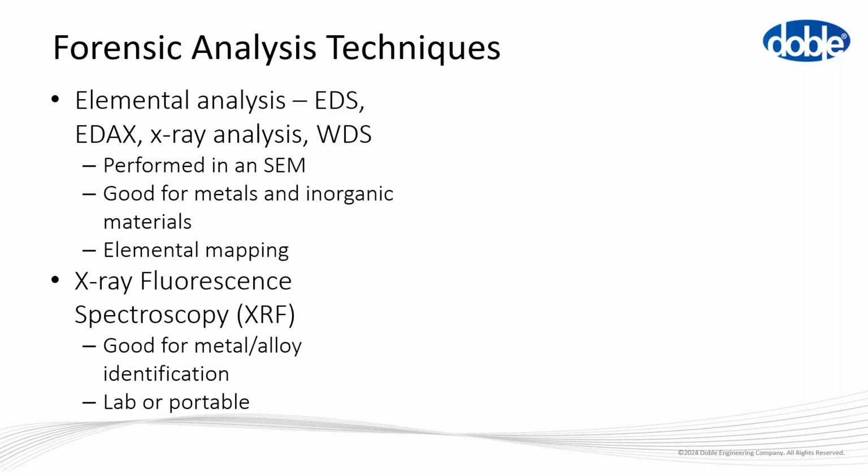If we have unknown material, if we have metallic material, then we're most likely to be using things like elemental analysis, usually performed in an electron microscope. Really good for metals, really good for inorganic material. We can also do things like elemental mapping to tell where certain elements are.